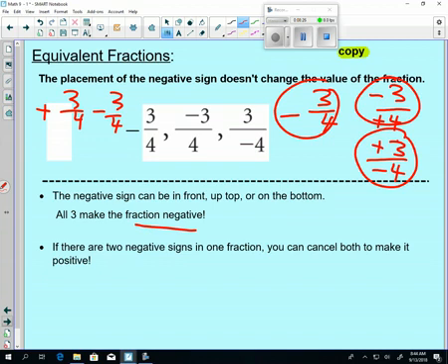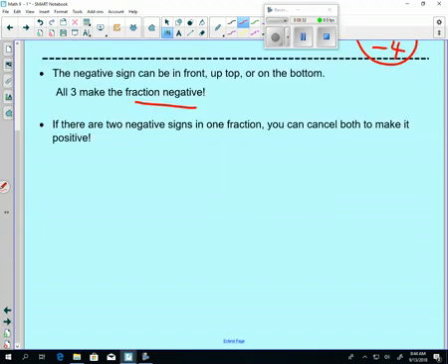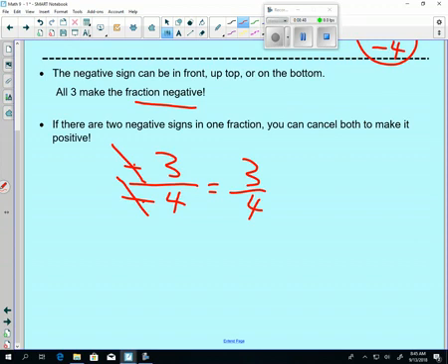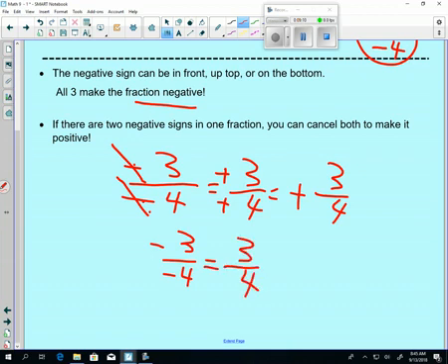Okay. Now, if there are 2 negative signs, they're going to cancel out. So, let's say I have a -3 over a -4. Well, -3 divided by -4, these negative signs will cancel out. So now they become positive. So anytime you have a negative divided by a negative, it becomes positive. Okay? So that would be written as positive 3 over 4. So the bottom line is that -3 over -4 is equal to 3 over 4, positive.